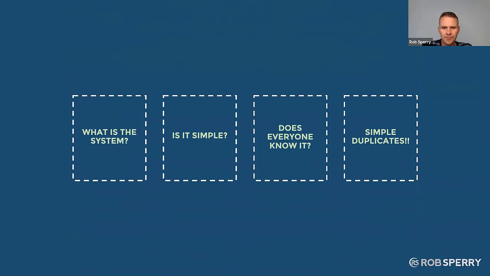What is the system? Does everyone know it? Is it simple? So if you called right now 5 new people on your team that have been in the business for a week, and you said, hey, what's the system? Try it. Could they tell you? Because if not, you don't really have a system. It's got to be so clear. They know exactly what the system is.